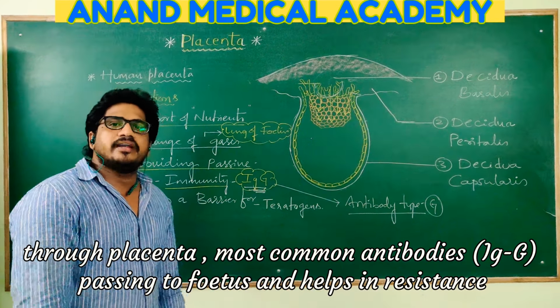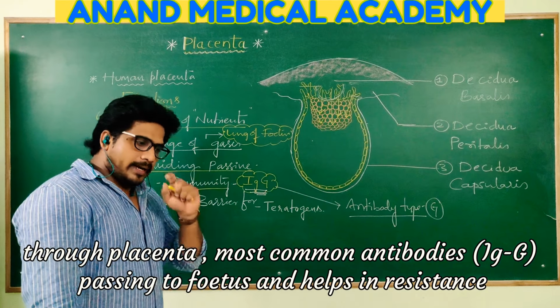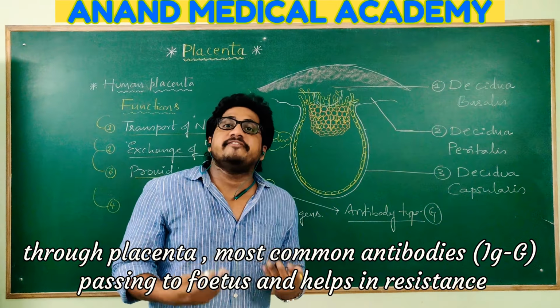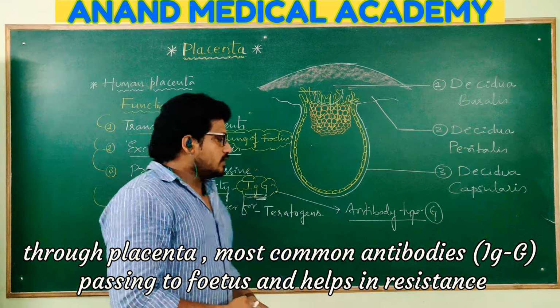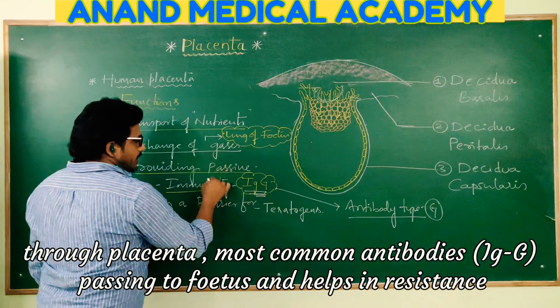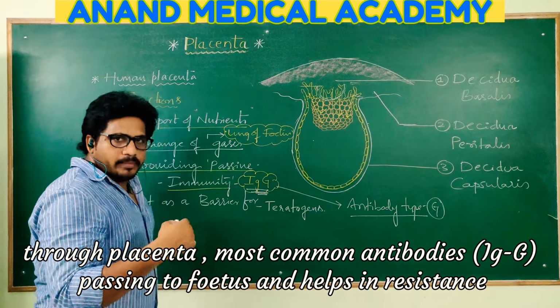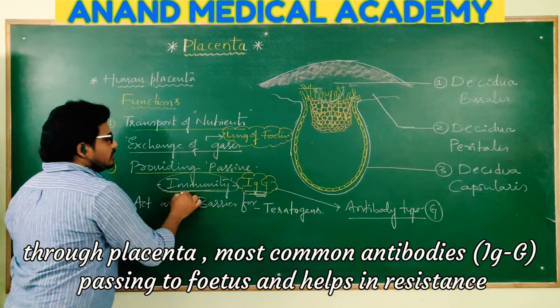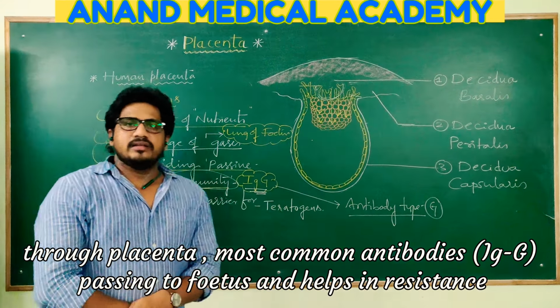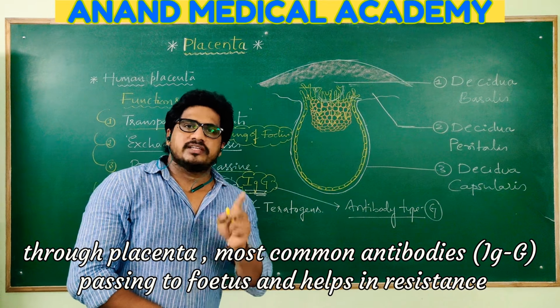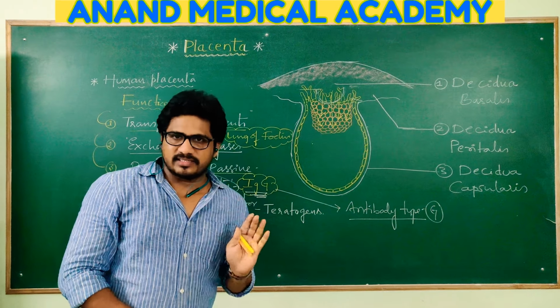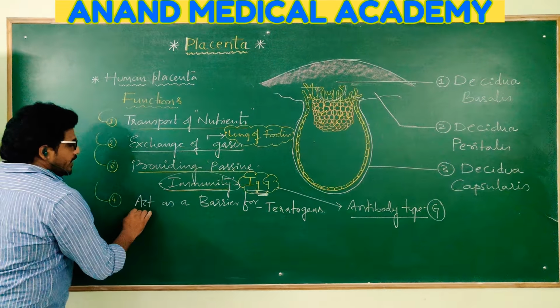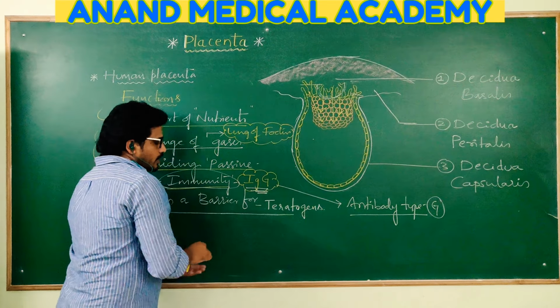They are numerous in our body. They provide protection from many germs and infections, from pathogens. As they are coming without any involvement of our body, they are coming passively from the mother, that is providing passive immunity. Everybody has IgG because everybody comes through the placenta, that's the reason. Lastly, it acts as a barrier for some teratogens.